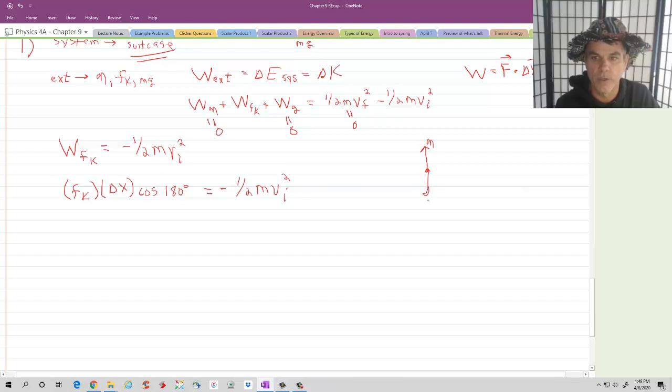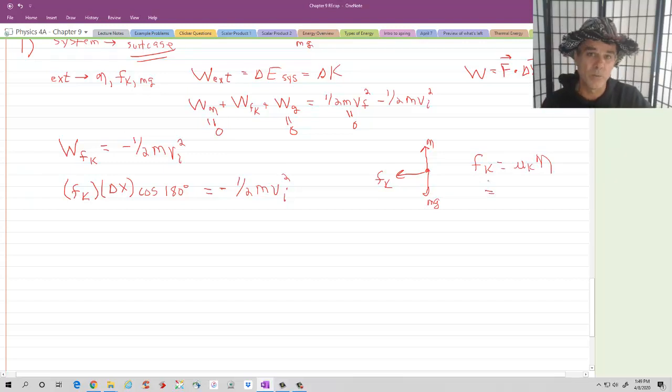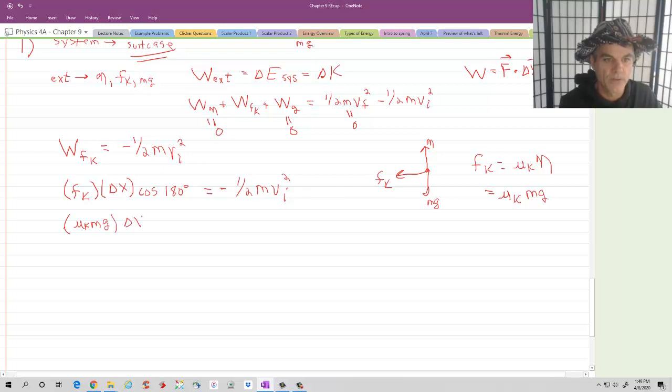And let me just draw the free body diagram again. I've got normal force, mg, force of kinetic friction. We know the force of kinetic friction is mu k times the normal force. And in this case, when the only 2 forces acting vertically are the normal force and gravity, and it's not accelerating, I know the normal force is just going to equal the weight mg. So my force of kinetic friction is mu k mg. So what I get is coefficient of kinetic friction times mg times delta x equals negative 1/2 m v initial squared.